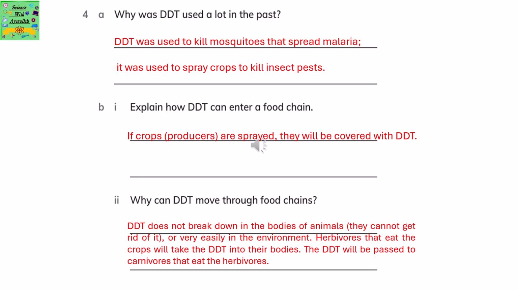Why can DDT move through food chains? DDT does not break down in the bodies of animals. They cannot get rid of it, or not very easily, in the environment. So the herbivores that eat the crops will take in the DDT into their bodies, and the DDT will be passed to the carnivores that eat the herbivores in much larger amounts.